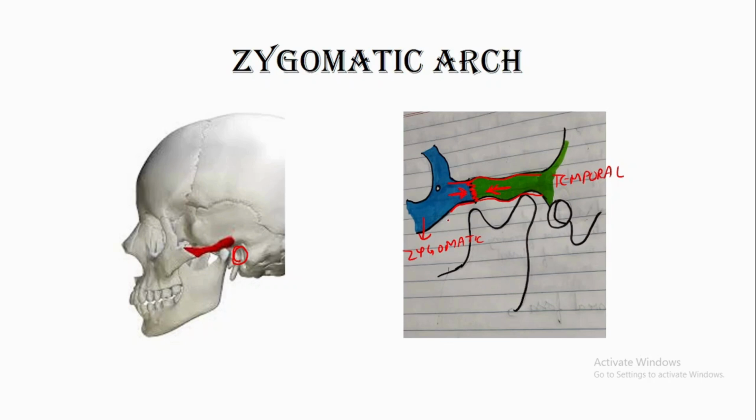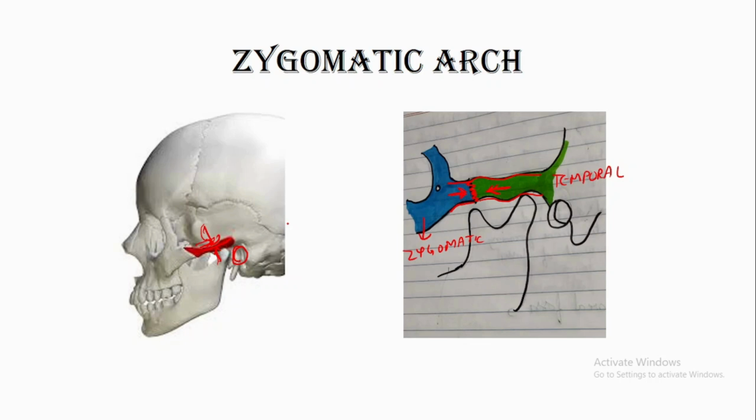Now, the arch is separated from the skull by a little gap. So here, this arch is separated from the surface of the skull by a little gap. The lateral surface of the zygomatic arch is subcutaneous. Basically, it is covered by skin.